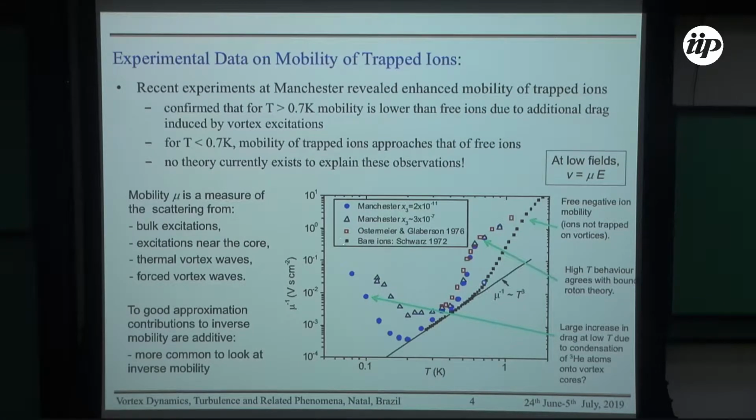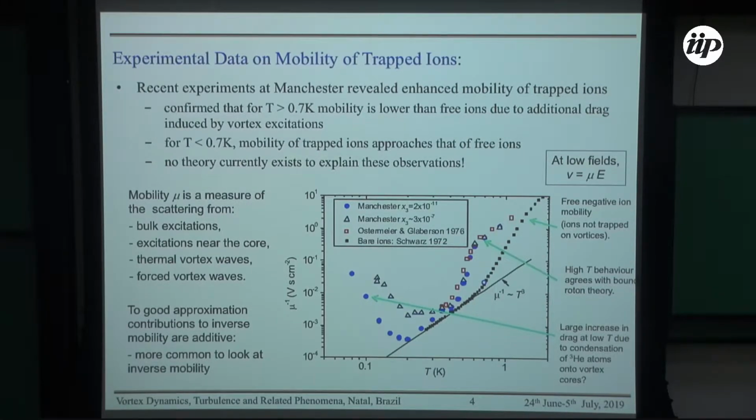Now, I should point out that this type of experiment was studied a long time ago in the 1970s by Ostermeyer and Glaberson. And they basically went down to these temperatures, whereas the Manchester experiments have now pushed this to even lower temperatures using two different samples of helium-4 with different concentration levels of helium-3. And you can see that at some point, helium-3 significantly increases the drag experienced because you basically encounter the phase transition temperature for superfluidity of helium-3, where they basically condense onto the vortex cores. So within this temperature range here, what is not clear is what are the main mechanisms that are contributing to the drag force.